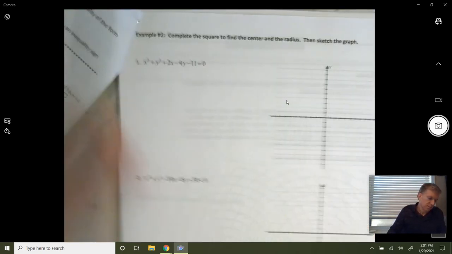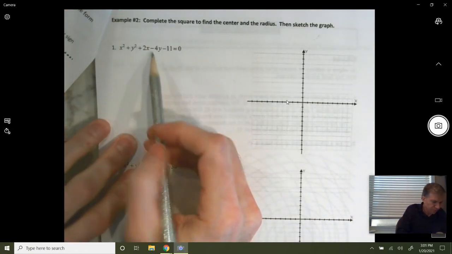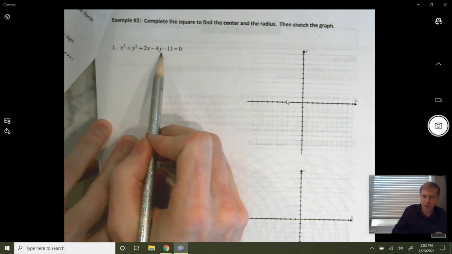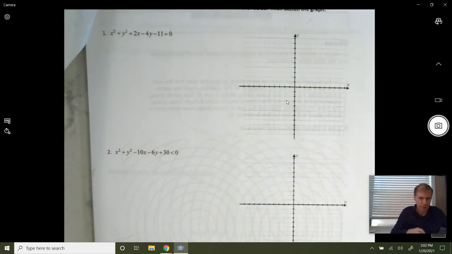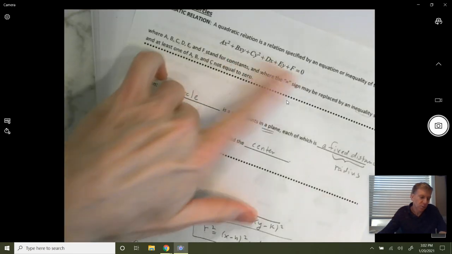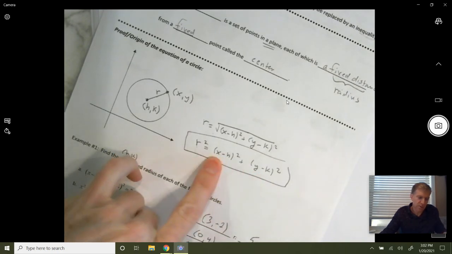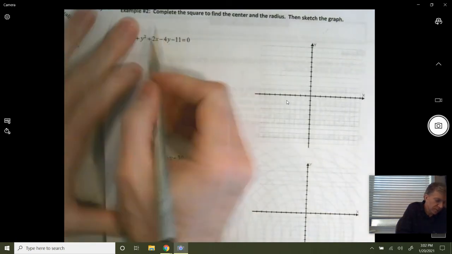Okay, let's go to the next page and we'll do a few on the graphs. Okay? So now, what we have here is not your standard form for a circle, okay? But it's kind of standard form for a quadratic relation. So it's in this form that we saw at the top over here. So what we want to do is put it into this form, your standard form for a circle. So what we're going to have to do is complete the square twice.